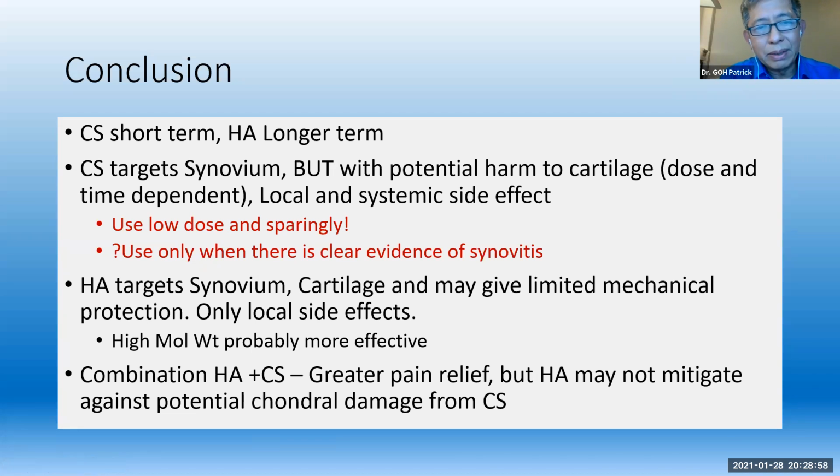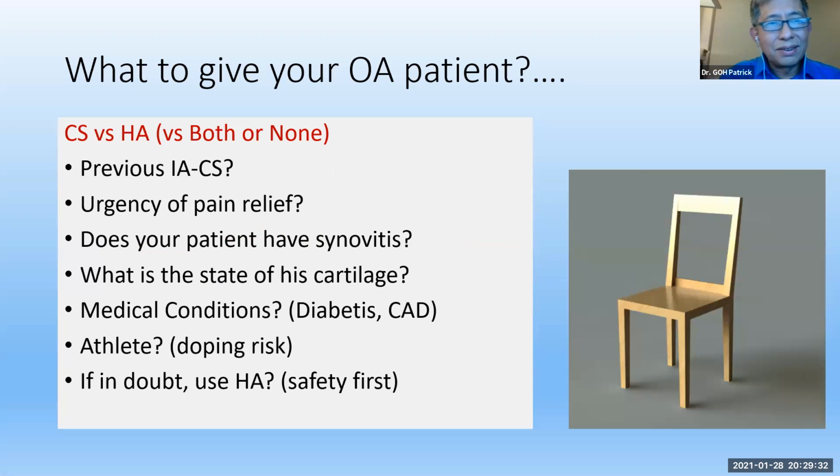There could be bone marrow edema. There could be a neuropathic sort of pain. Sometimes the pain is just muscle spasm. Not all osteoarthritic pain is synovitic from the synovium. Hyaluronic acid targets the synovium and cartilage and may give limited mechanical protection, and you only get local side effects. High molecular weight is probably more effective. The combination gives greater pain relief, but we don't know whether the HA truly mitigates against the potential chondral damage from corticosteroids.